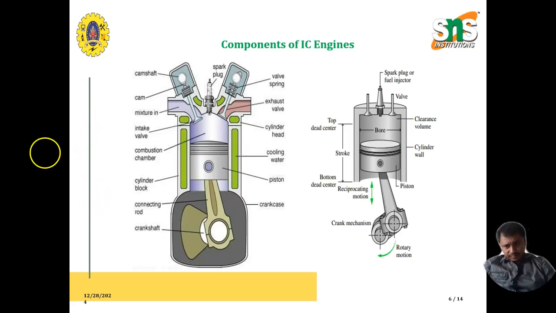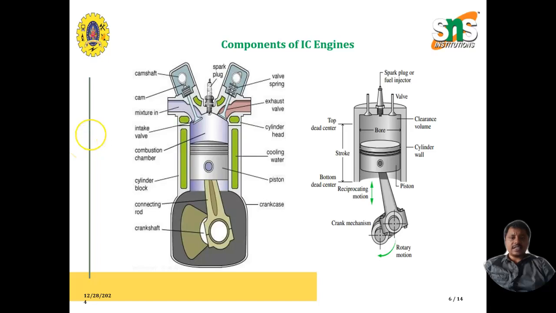Other than this, you can see the major parts: the combustion chamber, the cylinder block, the connecting rod. The piston is connected by means of the connecting rod to the crankshaft. So this is how the parts are classified.